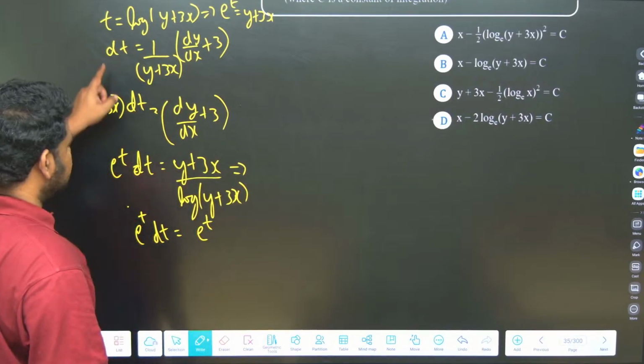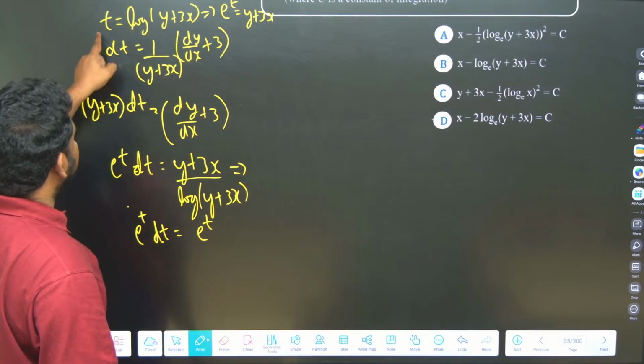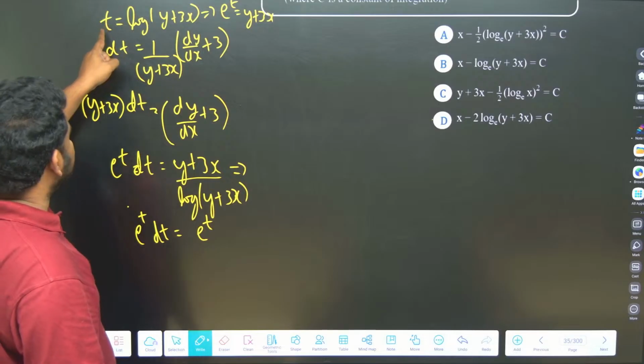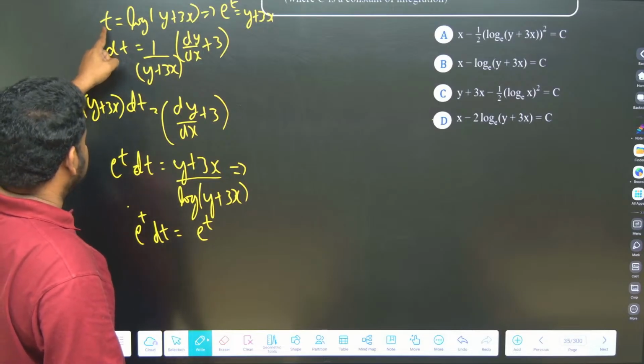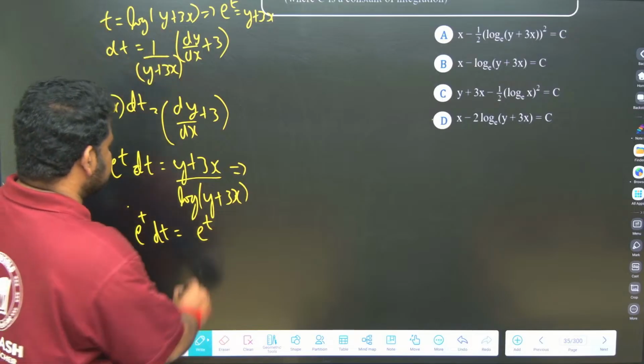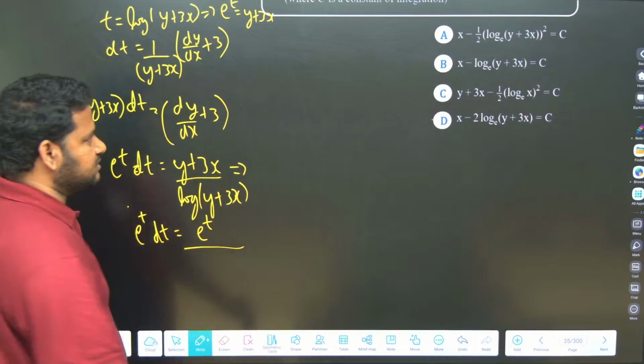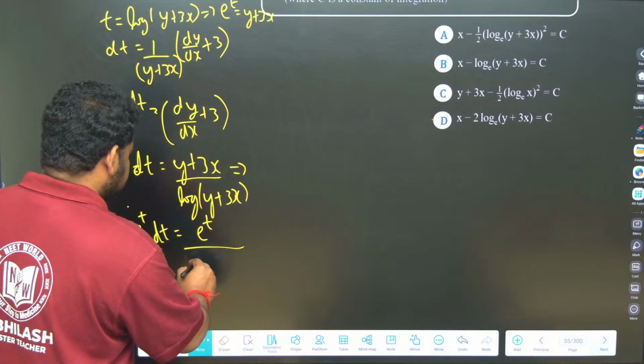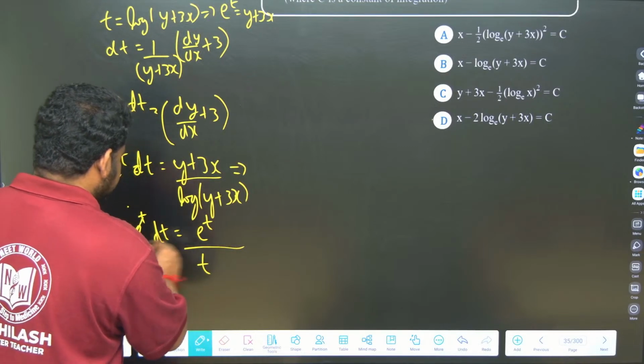And what about this one? See here. I'll have what? This is t is equal to log of y plus 3x. So this will be equal to t. E power t I can cancel.